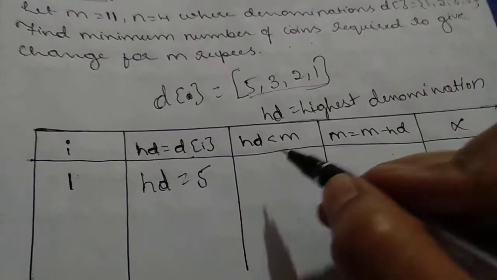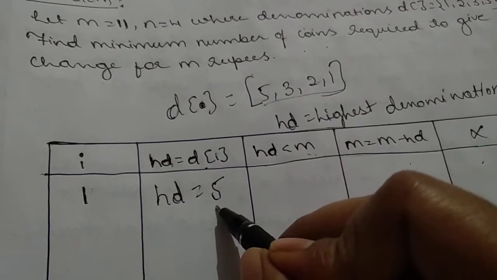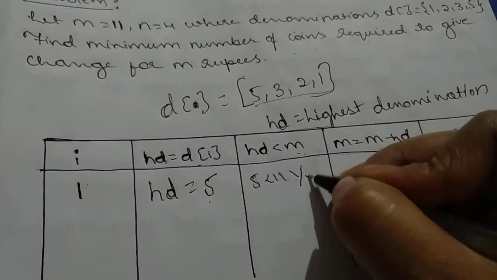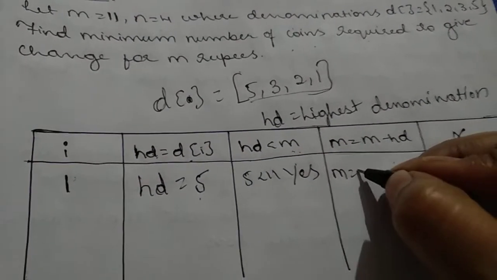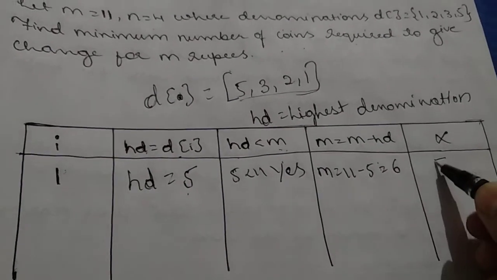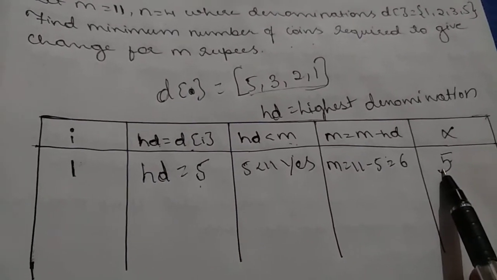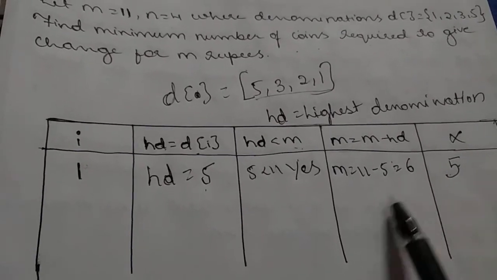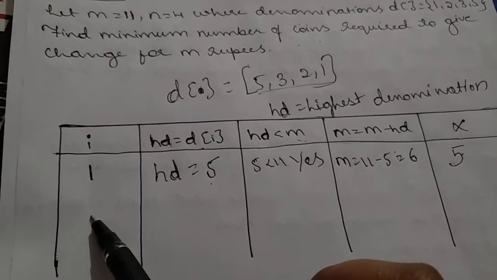Okay, now you check HD less than m. m is 11, HD is 5. Is 5 less than m? The condition is true. Yes means what you have to do? m equals 11 minus 5. What is the value? 6. And if it is yes, then you have to write that highest denomination as x. And here still this is not false. Until it becomes false, you have to continue with this loop only. So I am not incrementing the value of i.